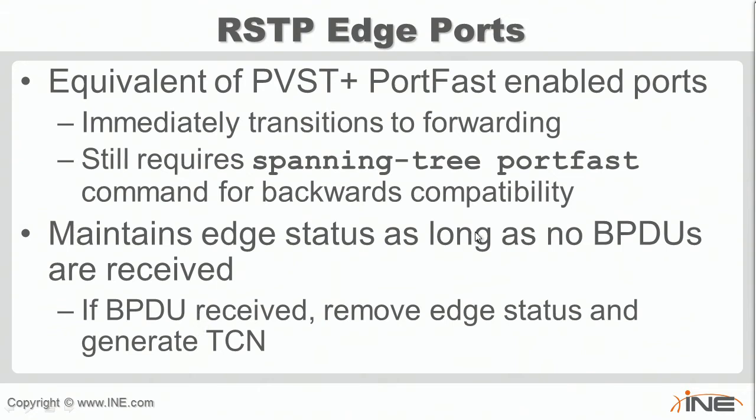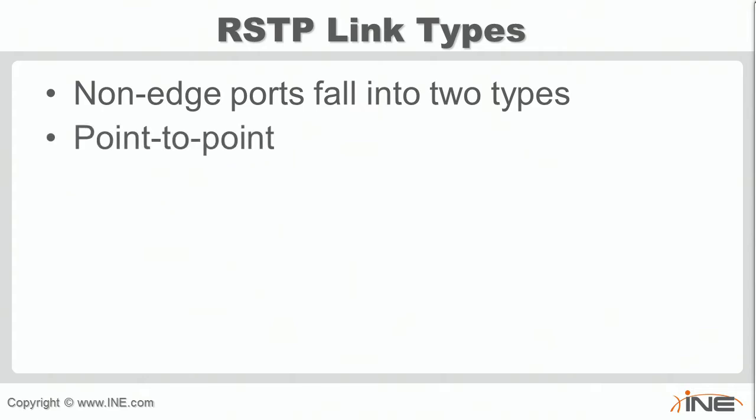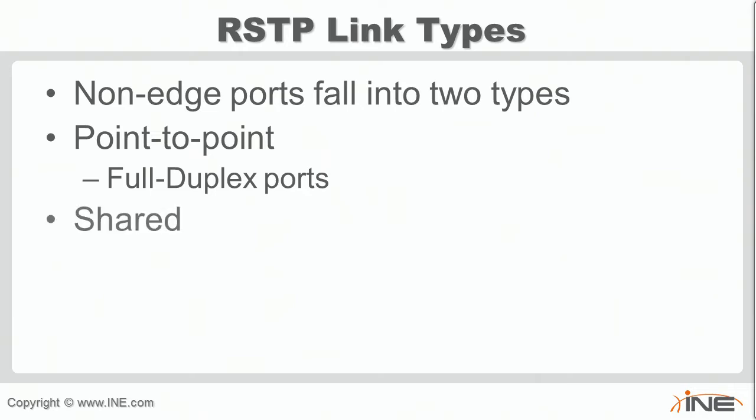Now the different ports are going to fall into two different categories of link types, which are considered point-to-point links and shared links. A point-to-point link is basically a full duplex interface, so it would be a connection directly between two switches. A shared interface is for backwards compatibility of anything that's running in half duplex mode. So if for some reason you still had a hub in the network, you could connect the spanning tree to that portion of the network, but that would be considered a shared segment.